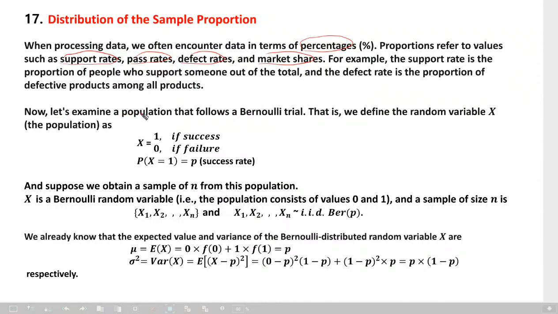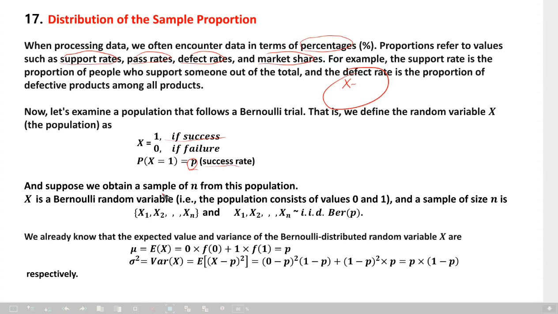Let's examine a population that follows a Bernoulli trial. What does that mean? Two outcomes. There are only two outcomes. One is success, the other is failure. If success, then X takes 1. If failure, X takes 0. Okay? Probability of X equal to 1 means probability of success, and that is the success rate. Let's denote it small p, success rate. This is a Bernoulli distribution.